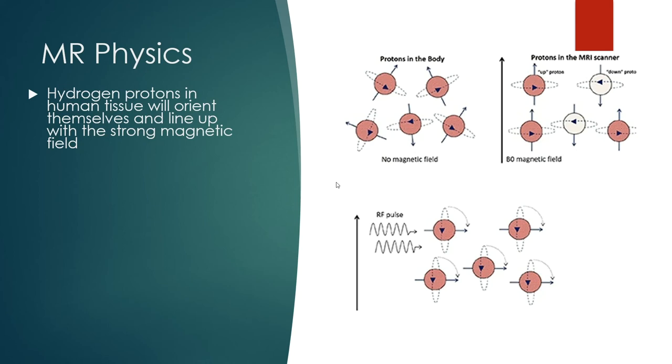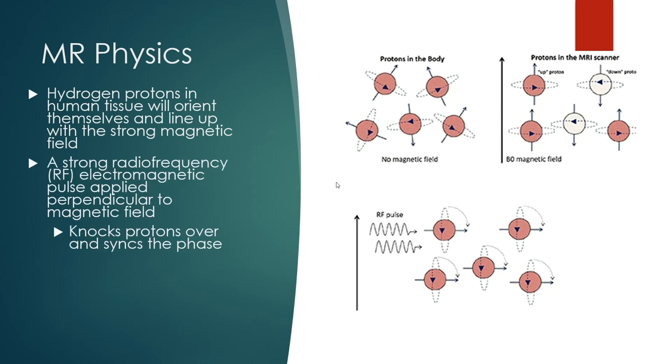And then what's really, really cool is that we do a radio frequency pulse that's in the opposite direction as the magnetic field, and it knocks all these protons over. And these protons, they're also spinning, and they're kind of spinning out of sync. And this radio frequency pulse knocks them over and lines up all of their spins.